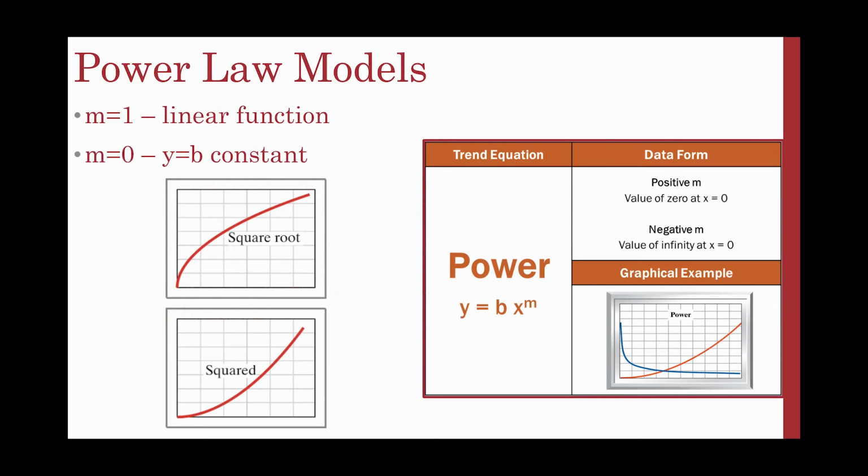So power laws have the form of y equals b times x to the m. If m equals 1, you have a linear function. If m equals 0, you have a constant function. So a linear function is just a special form of a power model. If you have a square root, it curves up, a concave type shape. A parabola forming, where a squared or another power is going to give you your traditional power model shape.